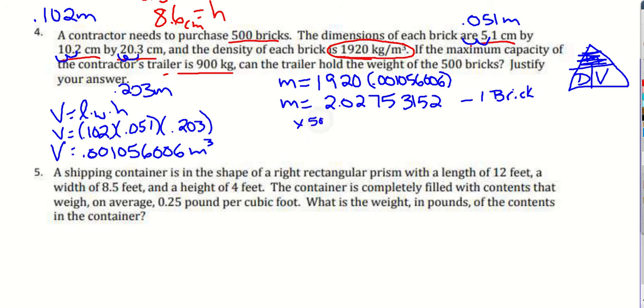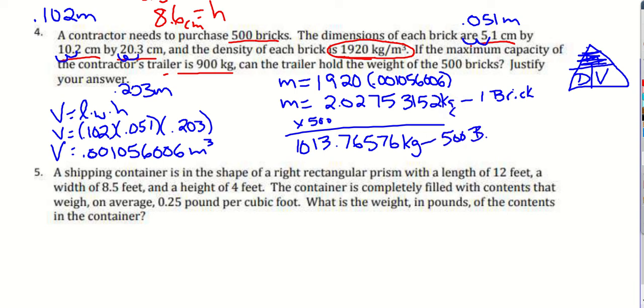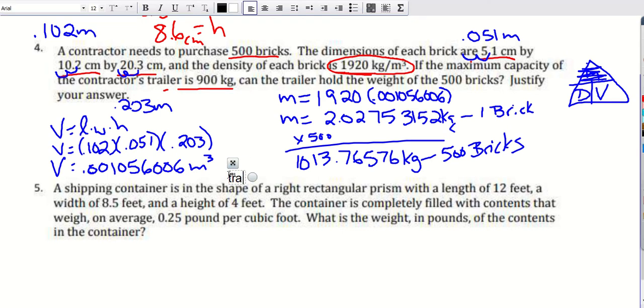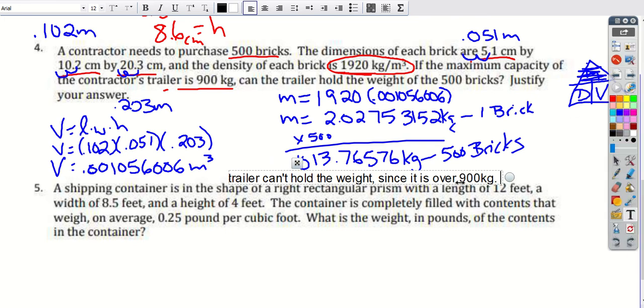So we multiply times 500, and we end up with 1,013.76576, and this is kilograms. All right, and so this is the weight of 500 bricks. And so we would say that the trailer cannot hold it, and the reason is it's over 900 kilograms. Okay.